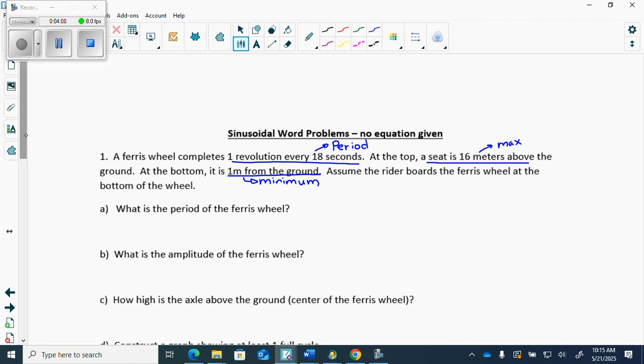So we're going to draw this out. It's 1 meter off the ground. Here's my ground. Here's my little stand. Here's my Ferris wheel. It's not going to be the most accurate thing. It actually kind of looks like a balloon at this point.